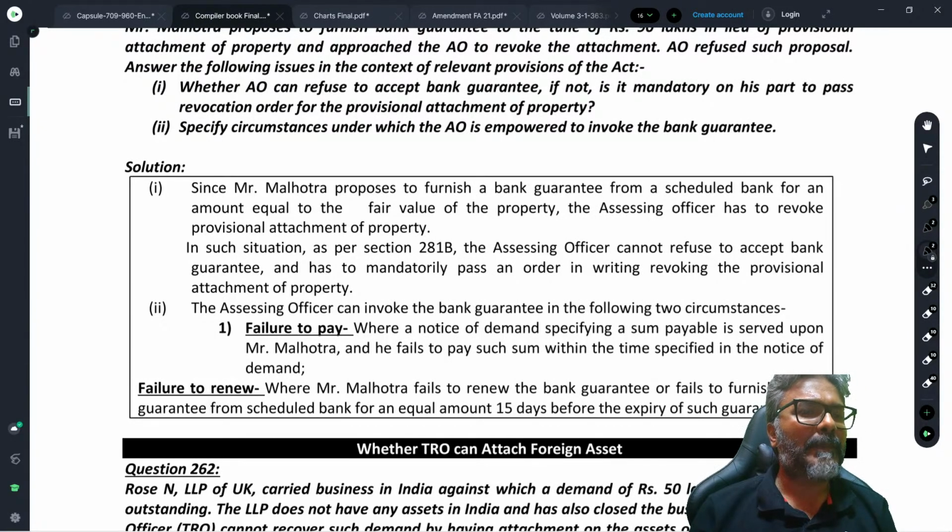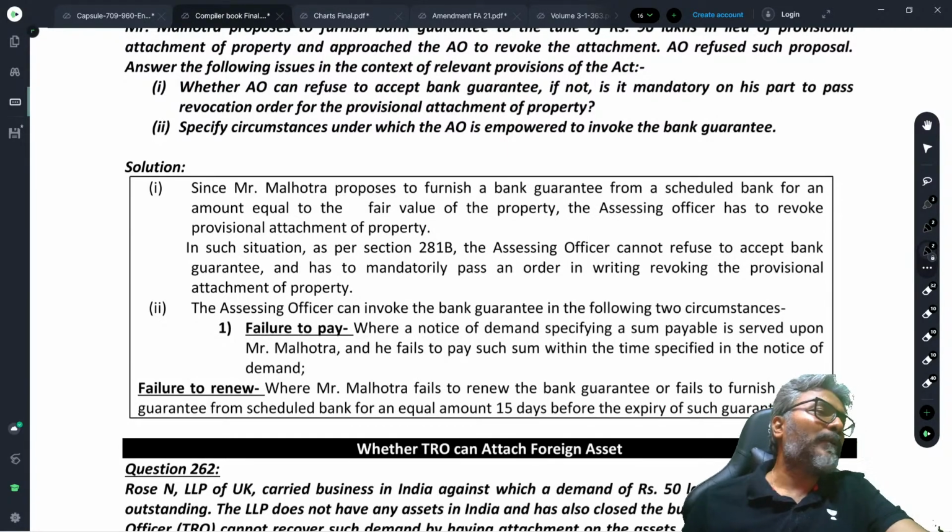So first, what is the crux of the question? First of all, if there is a provisional attachment to your property because some assessment is going on, then the assessee can clear that encumbrance of provisional attachment by furnishing the bank guarantee. The value of the bank guarantee should be equal to what? Equal to the fair value of the property. So if the bank guarantee is furnished, the AO cannot refuse to accept the bank guarantee, and he has to revoke the provisional attachment order.